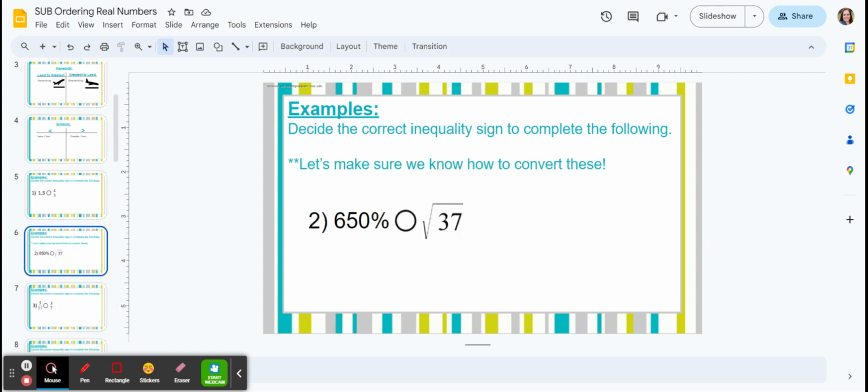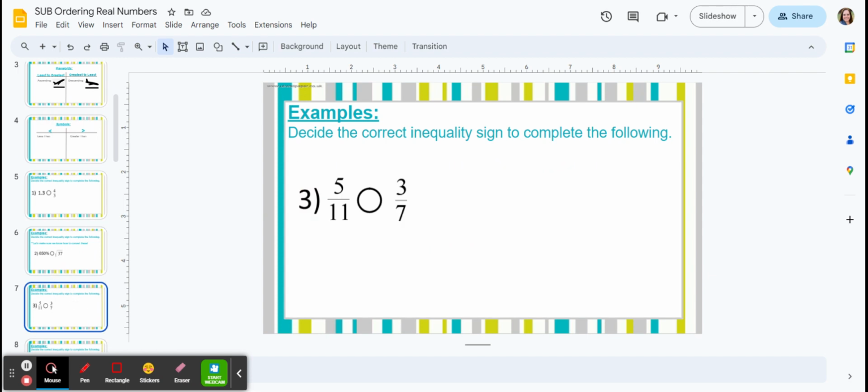All right, then let's try this one: 650%, which you may remember, a percent is always out of 100. So we type in 650 divided by 100, and that gives me 6.5. And then we're going to take the square root of 37, which is 6.08 or 6.1. So 650% would be greater than the square root of 37.